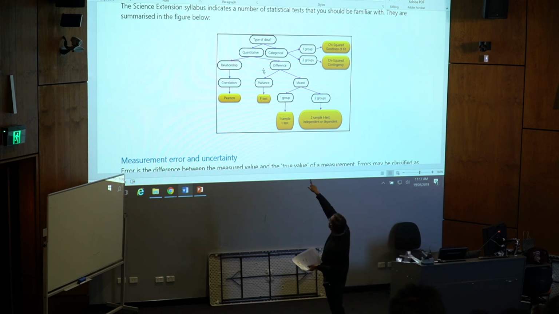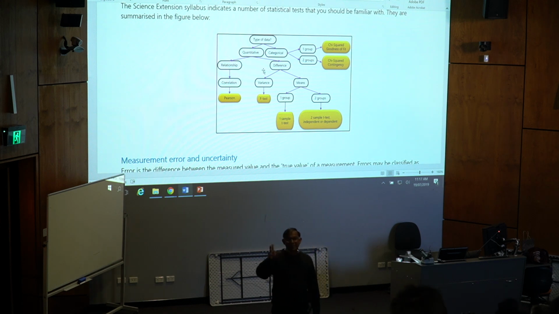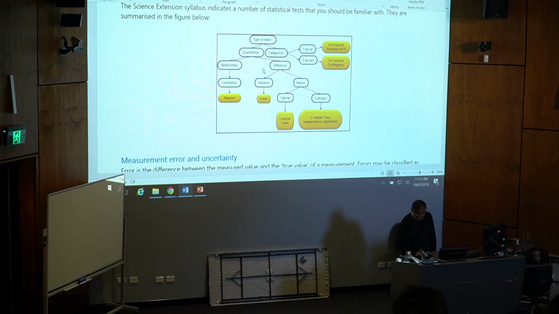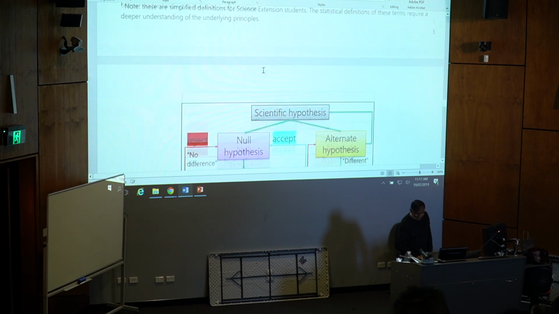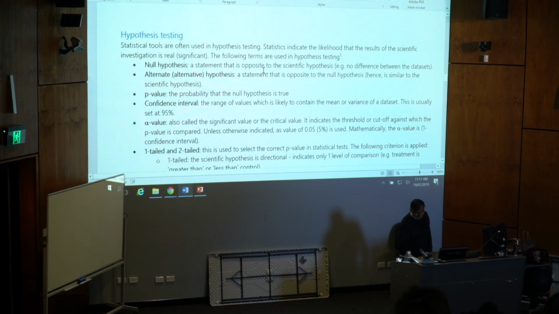But look at the very first branch there, that says quantitative or categorical. Categorical is another term that means qualitative. So depending on the type of data, it actually determines the type of statistical test you would use. So that's the reason why you need to know about the type of data you're dealing with. Let me go back to this.